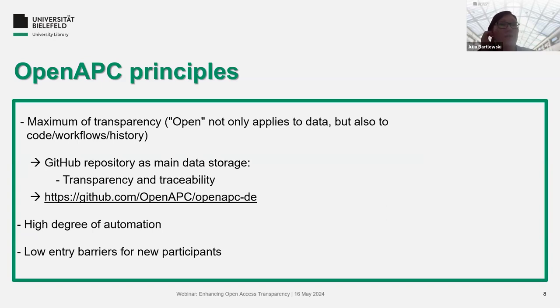So now to our principles. Our most important principle, I would say, is to apply a maximum of transparency to all that we do. This does not only apply to the data itself, but it also applies to, for example, all our code and the scripts we write, the workflows we apply, and also to the project history itself. We actually use Git and GitHub to achieve this. So we do have a repository on GitHub, and this also serves as the main data storage for us.